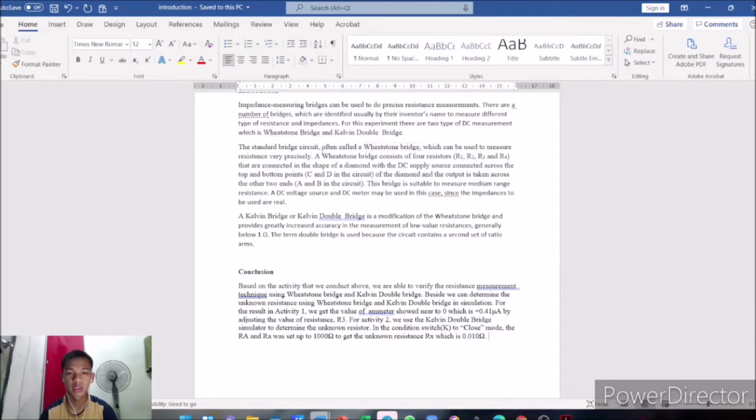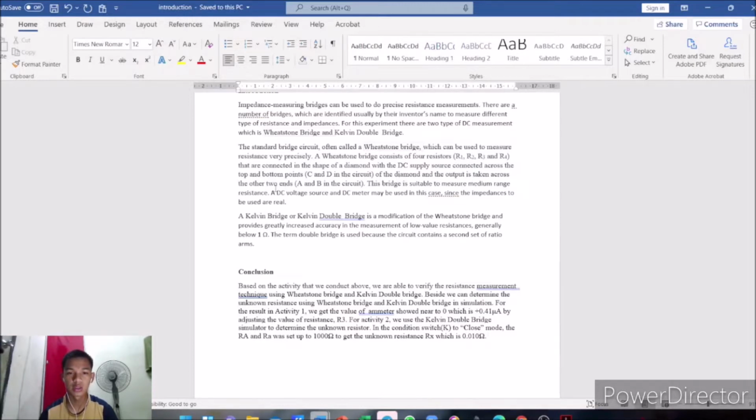The standard bridge circuit, or often called a Wheatstone bridge, can be used to measure resistance very precisely. The Wheatstone bridge consists of four resistors, which are R1, R2, R3, and R4, that are connected in the shape of a diamond with the DC supply source connected across the top and bottom points, which are C and D in the circuit.